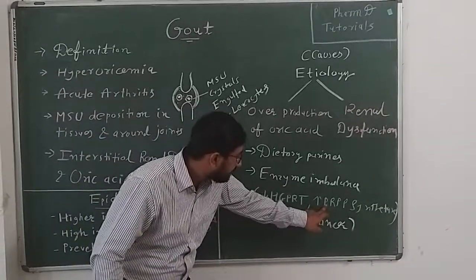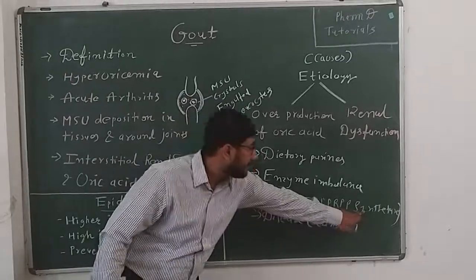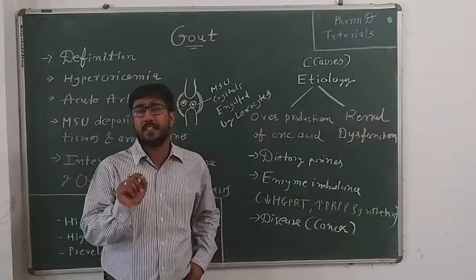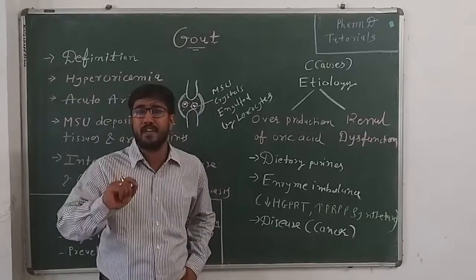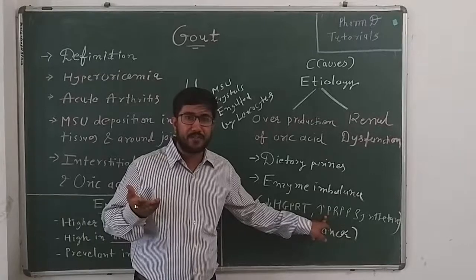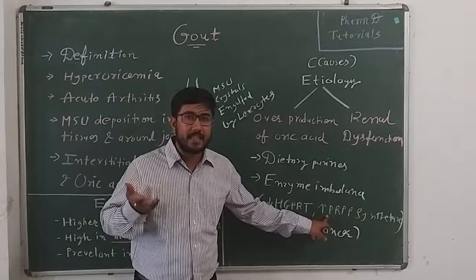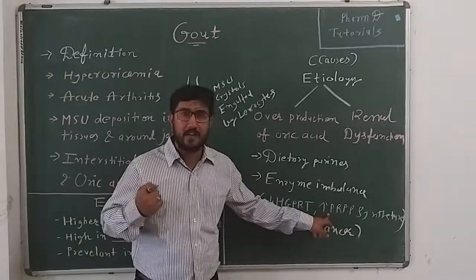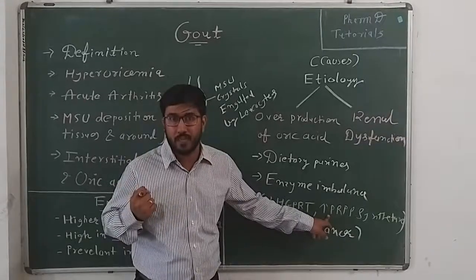Another enzyme is PRPP, phosphoribosyl pyrophosphate synthetase, which is mainly responsible for purine and pyrimidine synthesis. So whenever we have excess of this enzyme in our body, it is responsible for excess synthesis of purine, and ultimately for the excess level of uric acid.